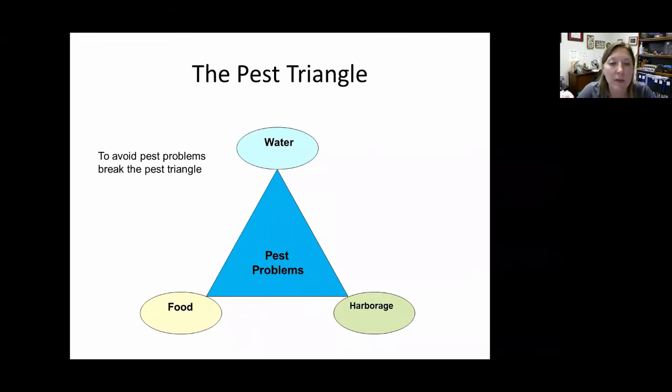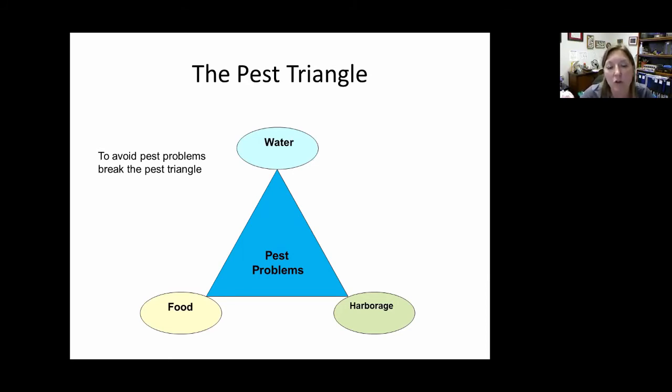So when we are talking about pests and pest problems, we are looking at what they are going after in our homes. And if you think about it, this kind of makes sense, because insects are going to require pretty much the same things that we need to survive. And that is food, water, and a place to live, or harborage.